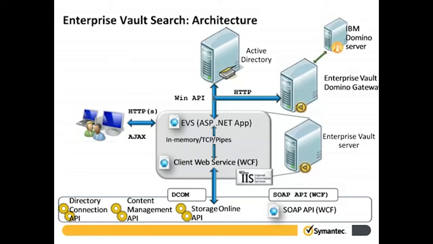Enterprise Vault Search converts the user search query to the proper format and makes a WCF web service call to the SOAP API. The SOAP API returns the results to Enterprise Vault Search. Enterprise Vault Search converts the result to the proper format and returns the result to the client browser. The client browser receives the search result data using HTTP AJAX and renders it on the UI using client-side JavaScript. The same process applies to Domino, except another authentication is required.